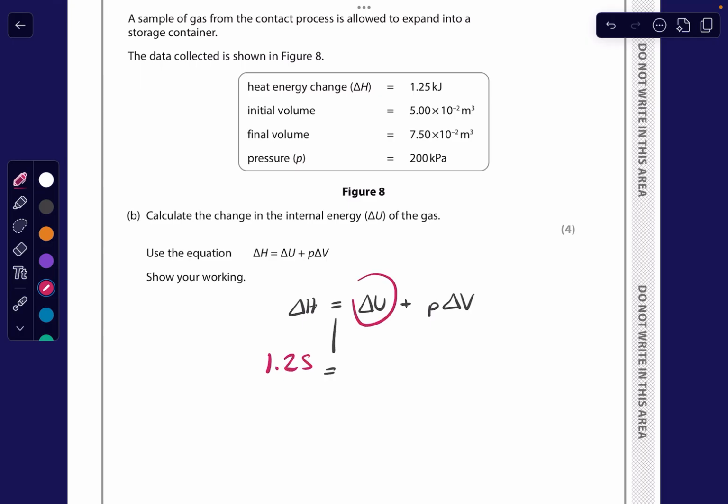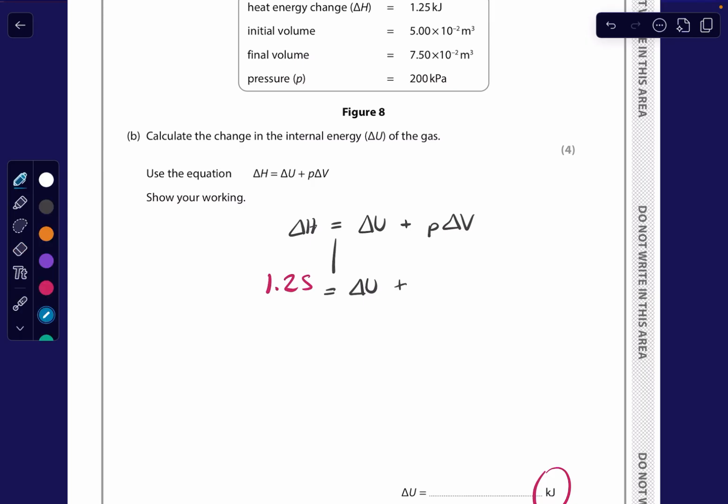I've also got delta U. It wants me to actually determine delta U, so let's just keep that as delta U for now. Plus P delta V. Do I have a P value? Pressure is down here, is 200 kPa. And that is also in kilo, so they're going to basically maintain the same and I don't need to do any conversion here either. Some of you may have converted this, and I believe you'll lose 1 mark if you converted this. If you converted it, then this answer here would be in joules, and you would need to convert that as well. So I'm going to use 200 and keep it in kilo.